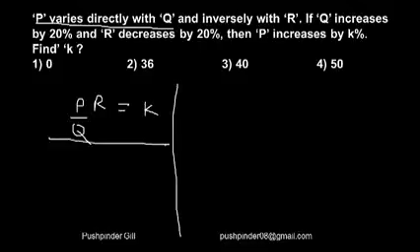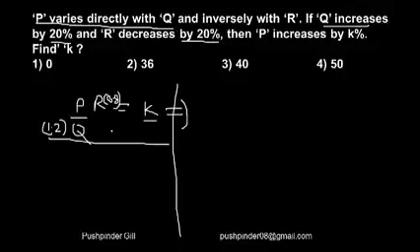So I hope everyone understood this. Very easy. If Q increases by 20% and R decreases by 20%, fine. So P, what is happening? Q is increasing by 20%. That means Q is getting multiplied by 1.2. It is increasing by 20%. R is decreasing by 20%. If something decreases by 20%, then only 80% remains. That means R is getting multiplied by 0.8. However, this K is constant.